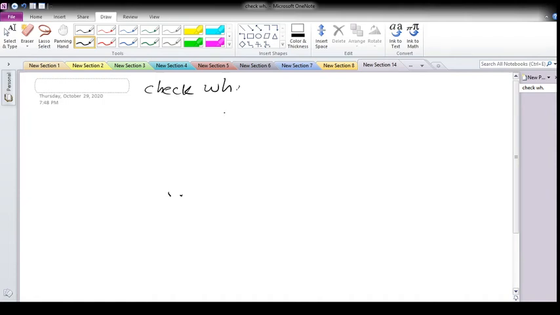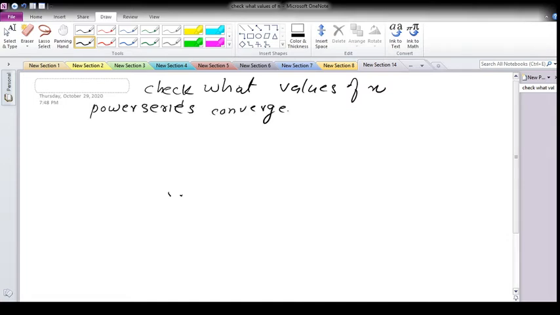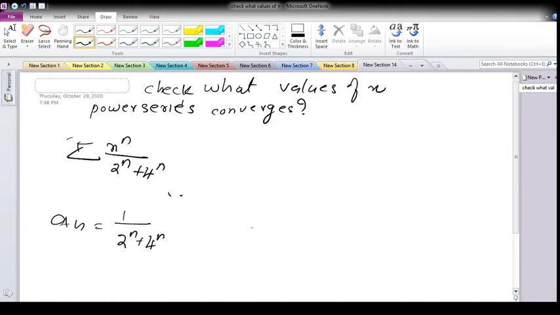Check for what values of x the power series converges. The series is summation x power n by 2 power n plus 4 power n. So let me take a_n equal to 1 by 2 power n plus 4 power n. So a_(n+1) equals 1 by 2 power n plus 1 plus 4 power n plus 1.